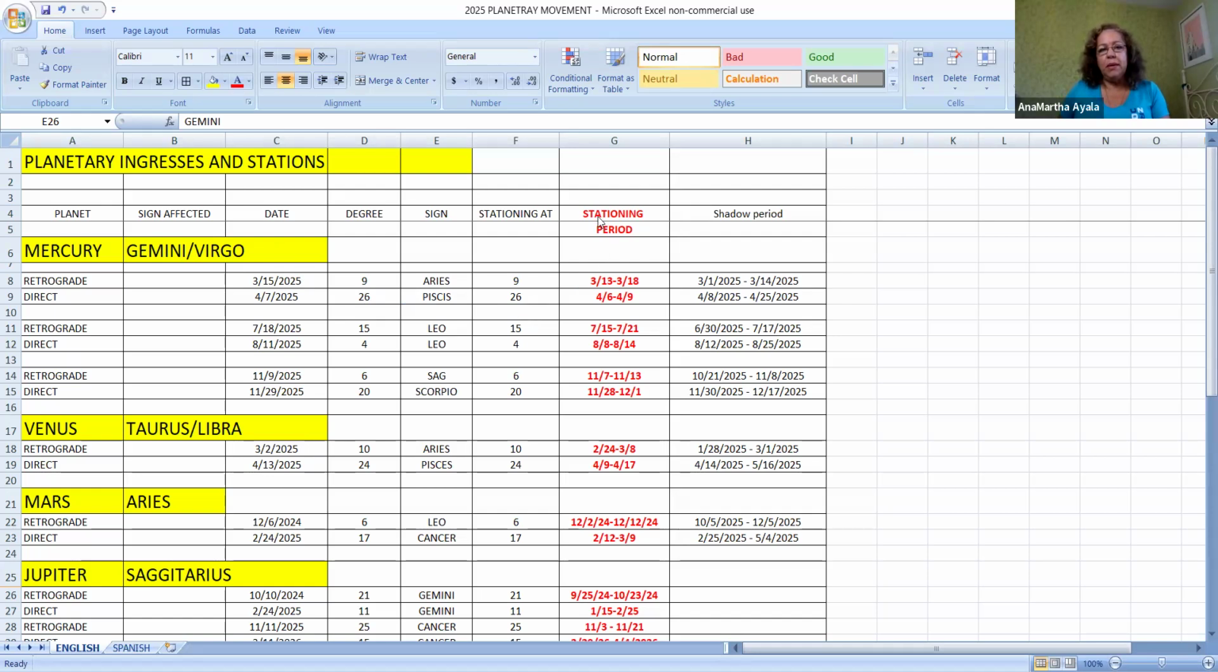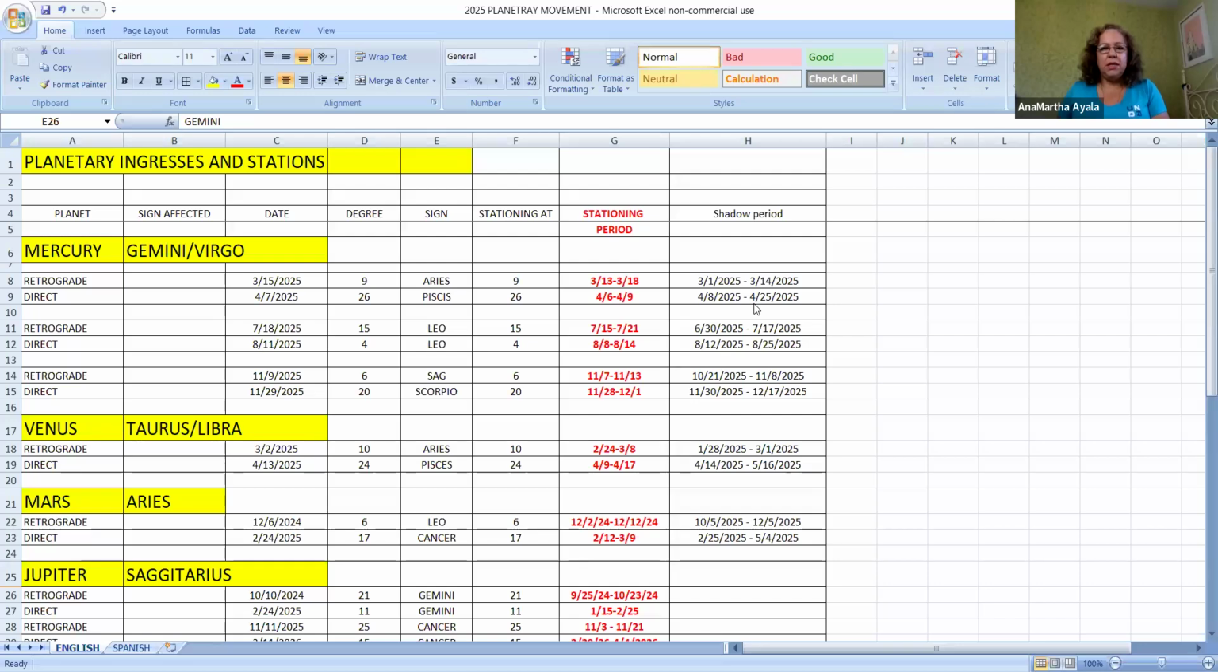Now, what happens to the stationing period? Mercury is going to hover, or stand still, at 9 degrees of Aries from March 13th through March 18th. And it is going to stand still in Pisces at 26 degrees of Pisces, which is 23 to 29 degrees of Pisces, from April 6th to April 9th. And again, after the shadow period ends April 25th, Mercury is going direct big time, top speed ahead.